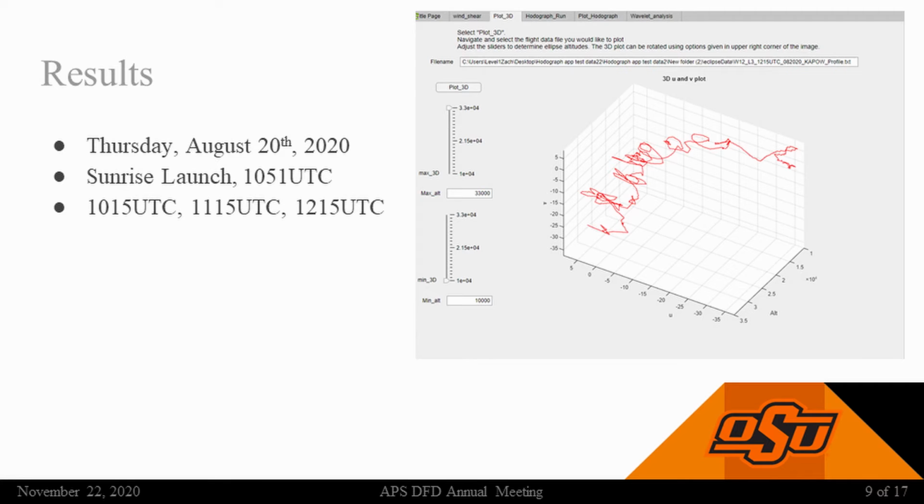Now looking into some of the results of one of our sunrise tests, we see graphed here a full flight. This is graphing the UV wind vectors against altitude to show where in the flight gravity waves were detected. You can see where a gravity wave has been detected when there is a loop in the graph. This data was collected on August 20th and was launched just as sunrise at 10:15 UTC, 11:15 and 12.